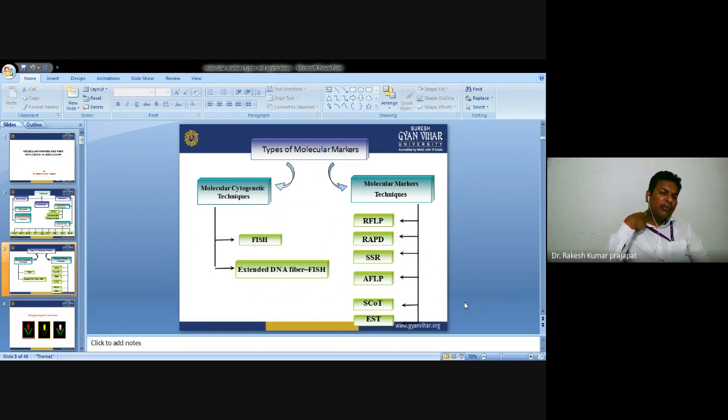FISH is nothing but fluorescent in situ hybridization. In this case, we are using the complete chromosome at a time. If we have a sequence probe, that probe is complementary and hybridizes based on sequence complementarity. Extended DNA fiber FISH means we first have to use the interphase chromosome. Interphase means a long stretch of chromosome, while in the case of FISH we are using the metaphase chromosome, which is highly condensed.